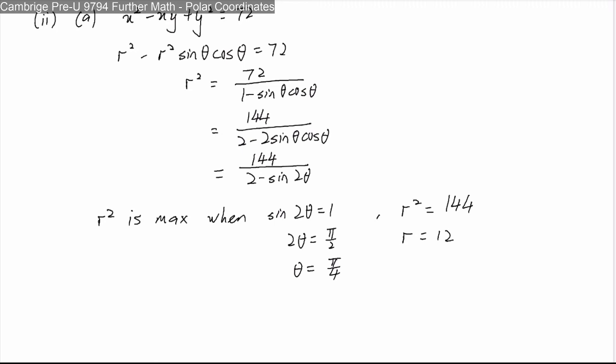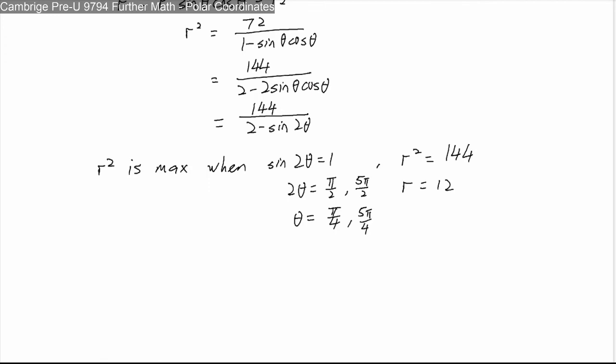So not to forget, we actually have another value, because other than this pi over 4, we can also have 5 pi over 4 to give us sine 2 theta equals 1. Okay, so we have got 2 points, because remember theta is from 0 to 2 pi. Alright, so the 2 points that we have for the maximum are these: r is a maximum when we have these 2 points. So r, theta, and also r, theta.